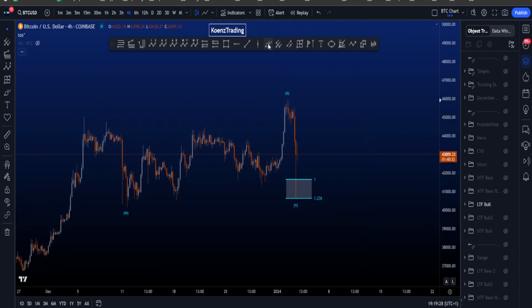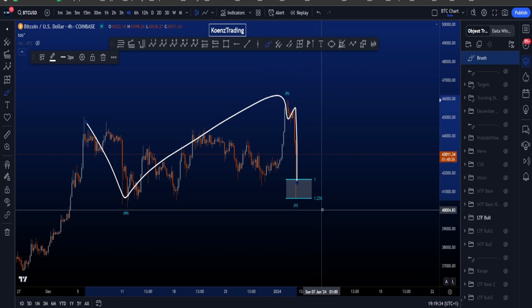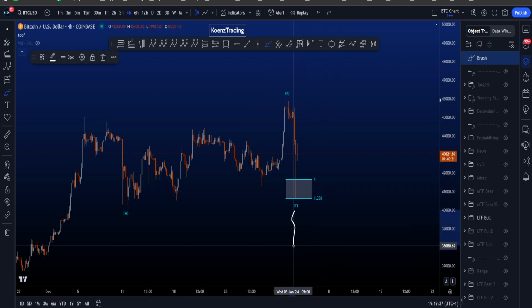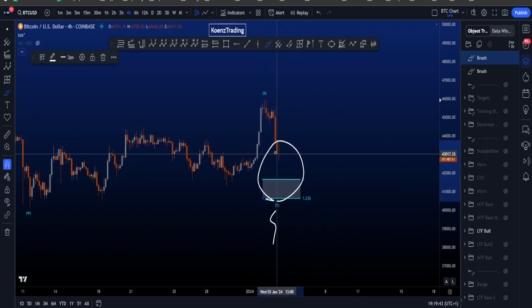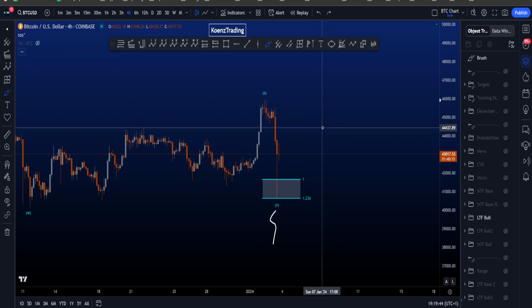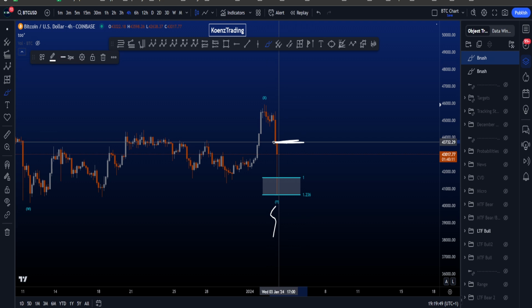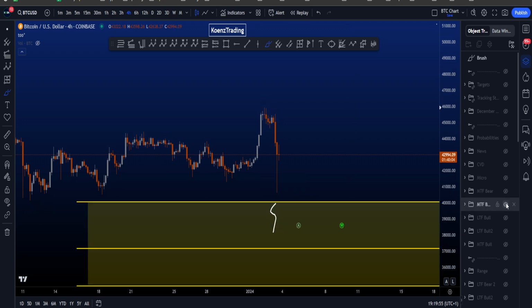In this scenario here, we already have the low in a WXY flat complex structure, and then this move to the downside being a 3-wave structure in a wave Y zigzag, which then is the end of 4, expecting a 5 to the upside. Now, it has to be said that V-shaped recoveries are very, very rare and never really have high probabilities, but what we do keep an eye on is the 0.618 as mentioned, which I will talk about more when I open my micro folder.